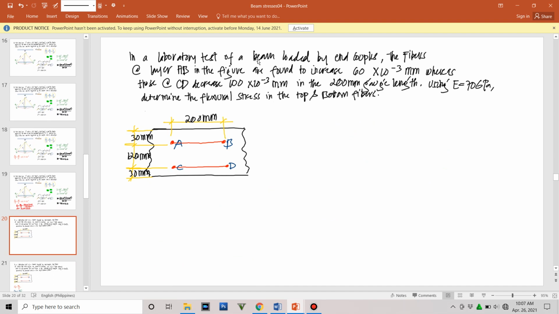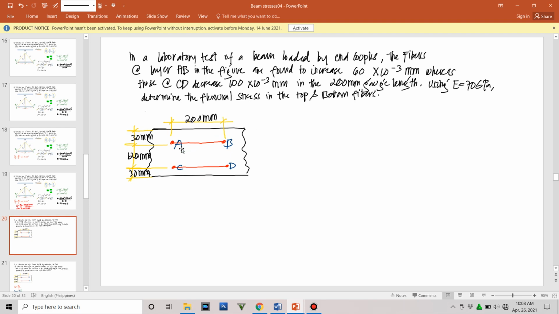In a laboratory test of a beam loaded by end couples, the fibers at layer AB in the figure are found to increase at 60 times 10 raised to negative 3 millimeter, whereas those at CD decrease 100 times 10 raised to negative 3 millimeter in the 200 millimeter gauge length. Using modulus of elasticity equivalent to 70,000 megapascal, or 70 gigapascal, determine the flexural stress in the top and bottom fibers.